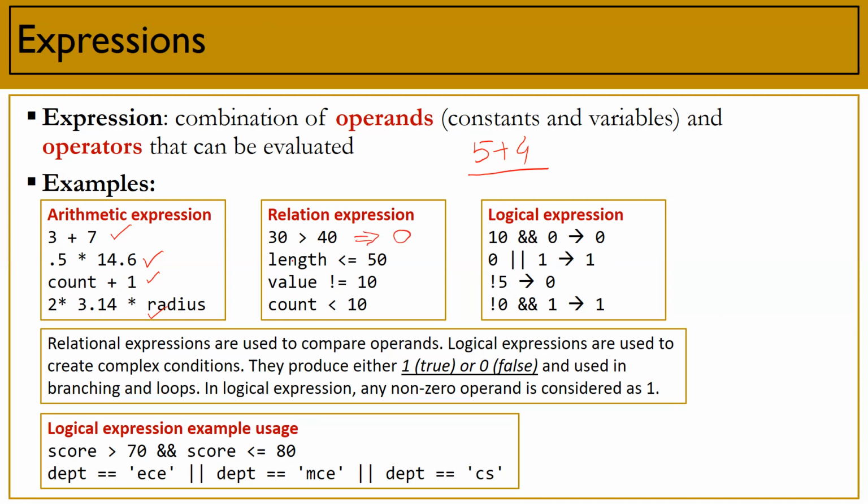And here, let's say length is a variable which will have some value. If this length is smaller than or equal to 50, then you will get true. Otherwise, you will get 0. And similarly here, we're comparing value with 10 for not equality.